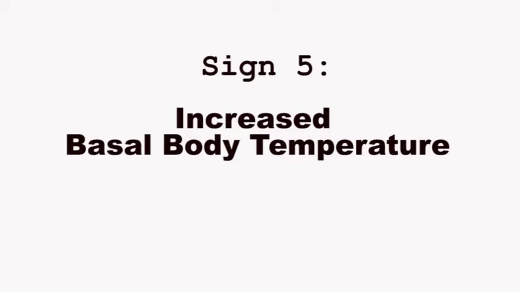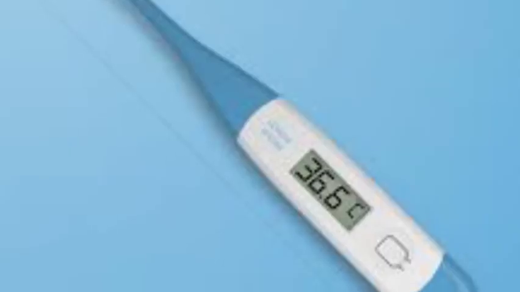Sign 5. Sustained basal body temperature rise. Basal body temperature is measured using a thermometer. It is better to measure your body temperature every morning when you get up, but before doing any other activity. You will have to keep your thermometer where you can reach, without moving around when you get up.